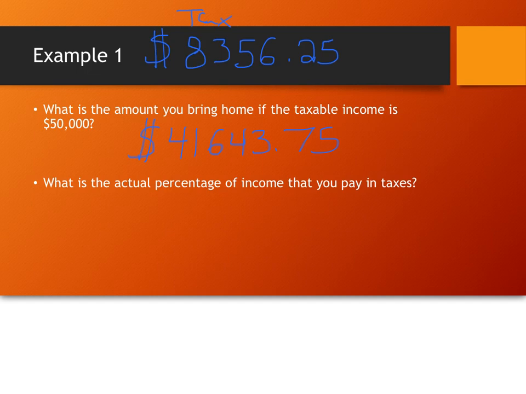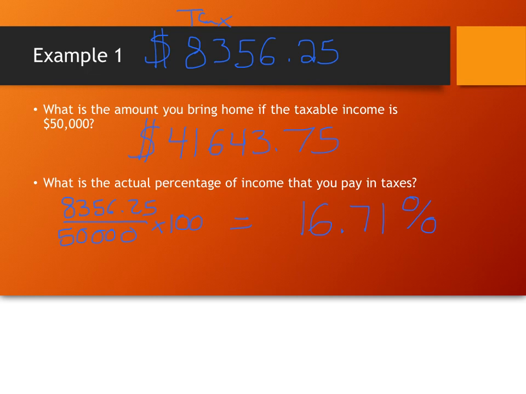And what's the actual percentage of income that you pay in taxes? Well, the way we calculate it is you take that 8356.25, divide it by your actual income, 8356.25 divided by 50,000. Now, when you want to get a percent, obviously you times it by 100. And you get 16.7125. I'm going to round that to 2 decimal places like I always do. Percent. Okay? So basically 16%.